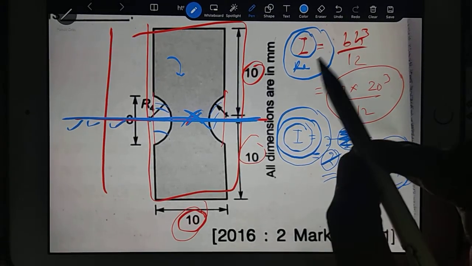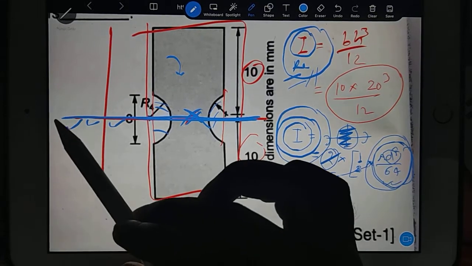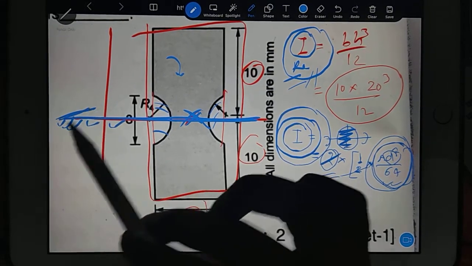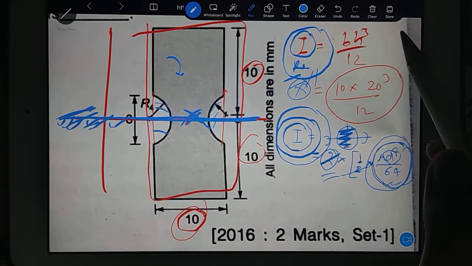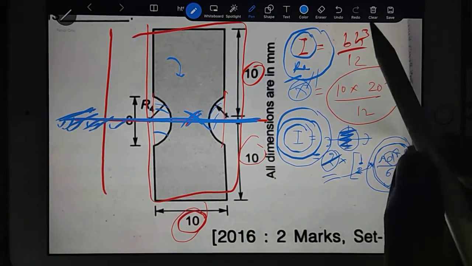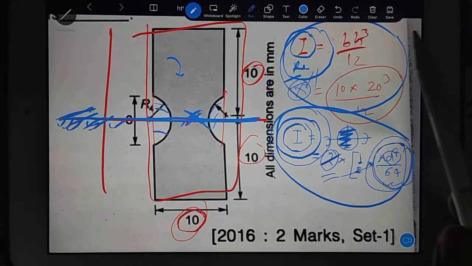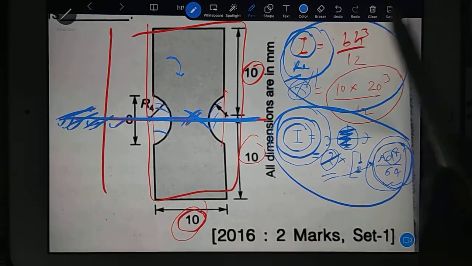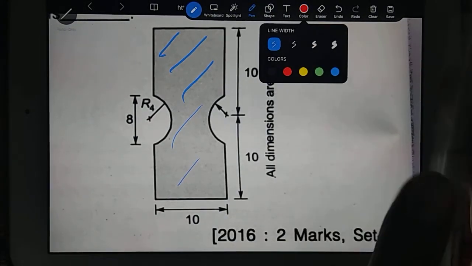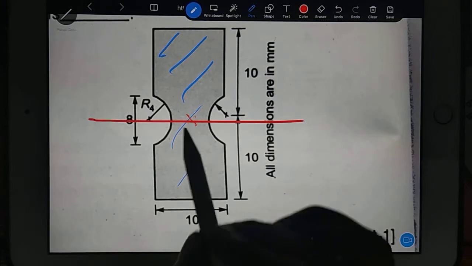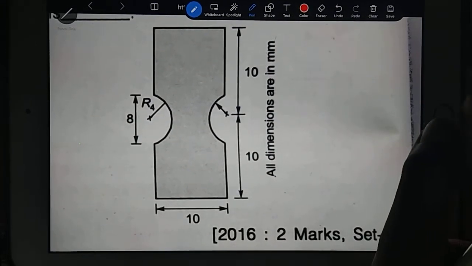And when all the moments of inertia are about the same axis, then only you can add or subtract the moment of inertia. It means now I will subtract this answer from this answer, so that I will be getting the moment of inertia of the remaining object about which axis? About this axis which is passing through the centroid. Okay, is this much clear?